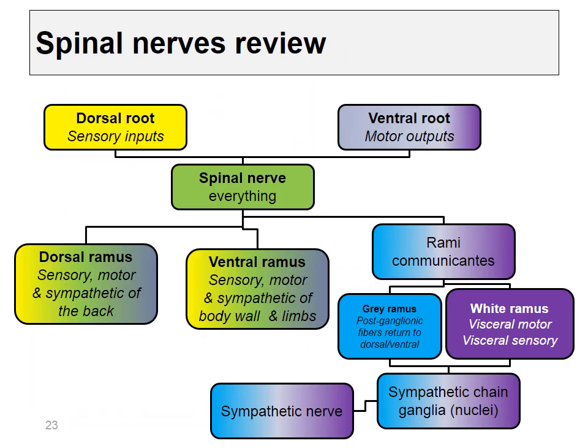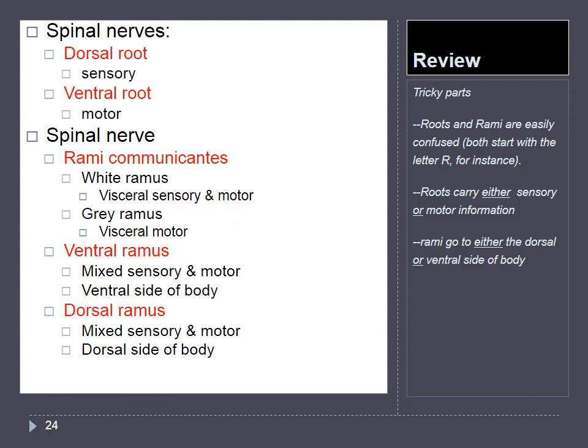To summarize, the dorsal roots were strictly sensory, the ventral roots were strictly motor, but the spinal nerve and the rami were a mixture of both sensory and motor information. The rami communicantes was special in that it was autonomic. The dorsal and ventral ramus were part of the somatic nervous system. That's some of the basics of the peripheral nervous system, right next to the spine.